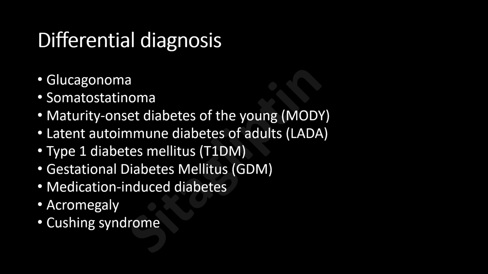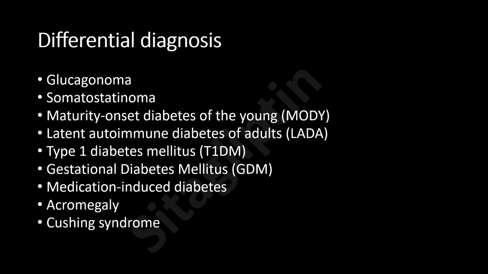MODY, maturity onset diabetes of the young, and latent autoimmune diabetes of adults. Both of them are very different from T2DM, but somehow share certain features, because when there is autoimmune destruction of pancreatic beta cells, there is decreased production of insulin. This is what essentially diabetes is. There is insulin, but there is resistance to it. There is no production of insulin. This is what diabetes is.